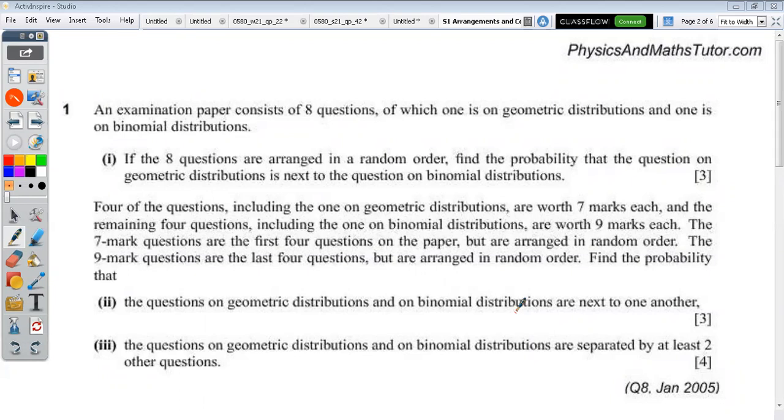Okay, so they're saying if the 8 questions are arranged in random order, the probability that the geometric distribution is next to the question on the binomial distribution. Geometric distribution of 7 marks each.